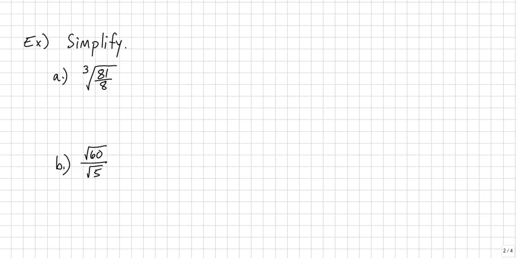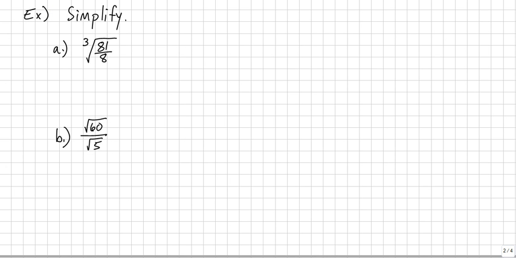Let's go ahead and take a look at a couple more. So for this first one, we have the cube root of 81 divided by 8. And 81 divided by 8, that's not a perfect cube. There is no number cubed that's 81. So what we can do is split this apart using one of our properties and do it as the cube root of 81 divided by the cube root of 8.